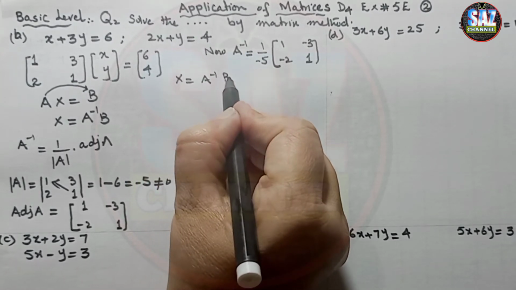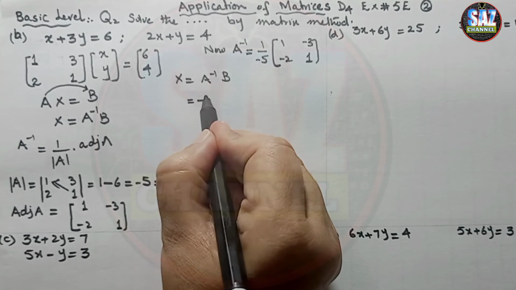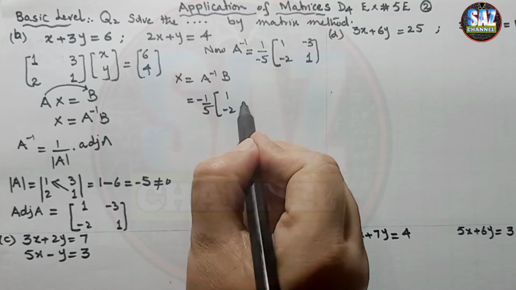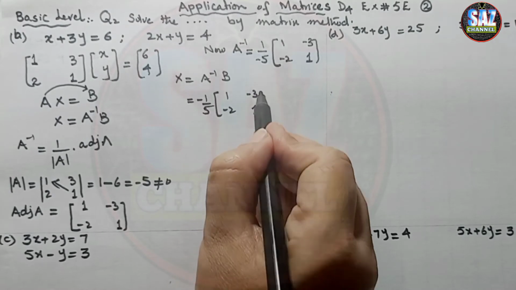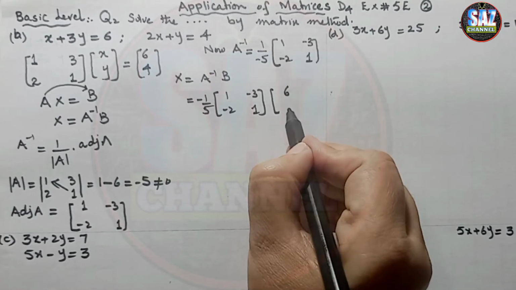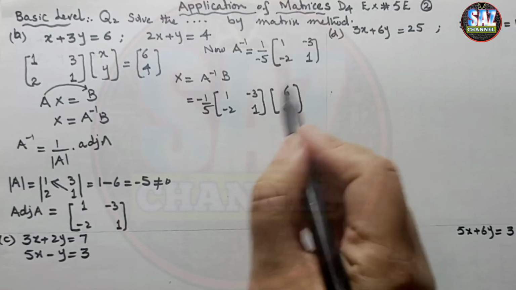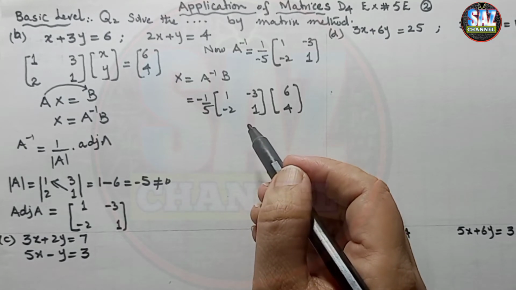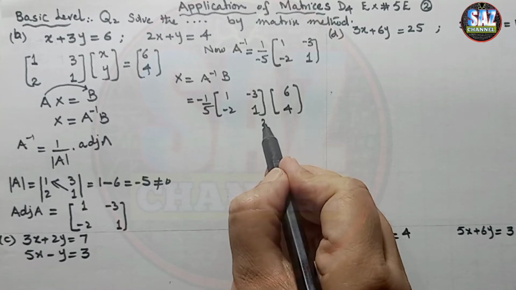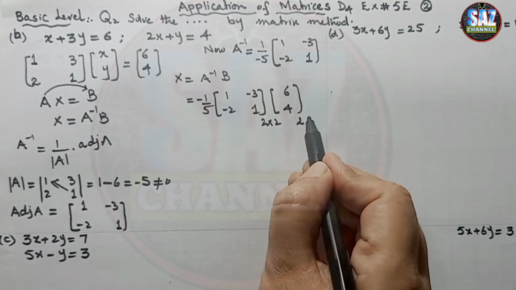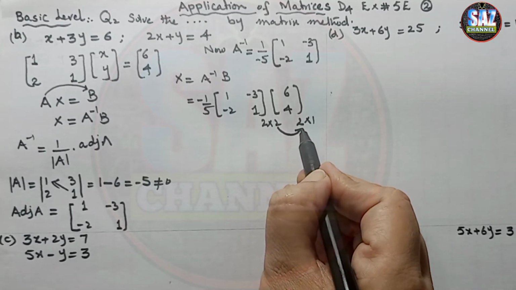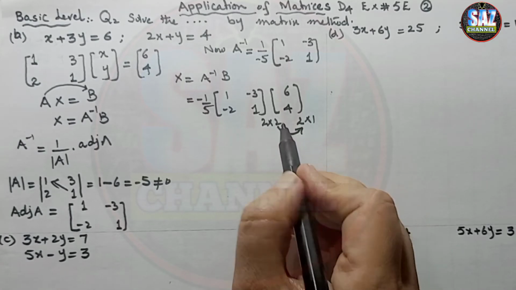Now I have to find x equals A inverse B. A inverse is minus 1 by 5 into 1, minus 2, minus 3 and 1, and B has the values 6 and 4. Before going to the multiplication, we have to check whether multiplication is possible or not. This is a 2 by 2 matrix and this is a 2 by 1 matrix. Because the columns of the first are equal to the rows of the second, we can multiply the matrices.